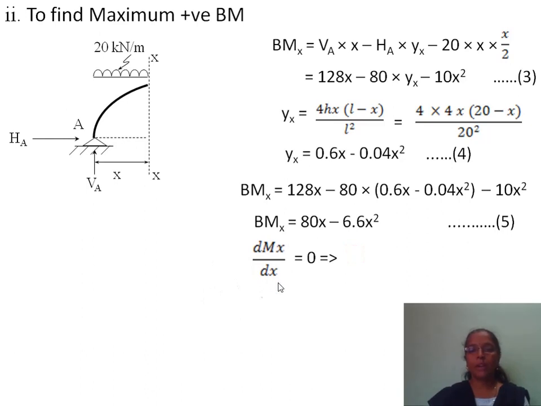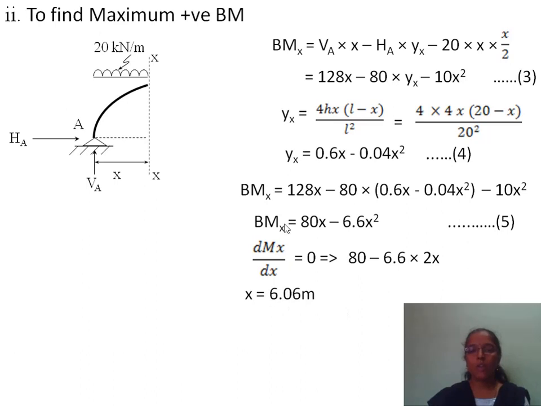Therefore dMx by dx is equal to 0. That implies differentiation of 80x is 80 minus 6.6 into differentiation of x square, which is 2x. So therefore you get a value of x as 6.06 meter. That is, the maximum positive bending moment occurs at a distance of 6.06 meter from end A.